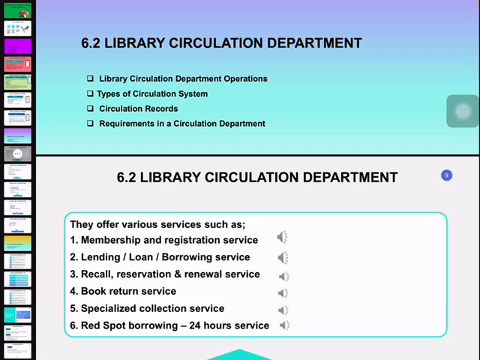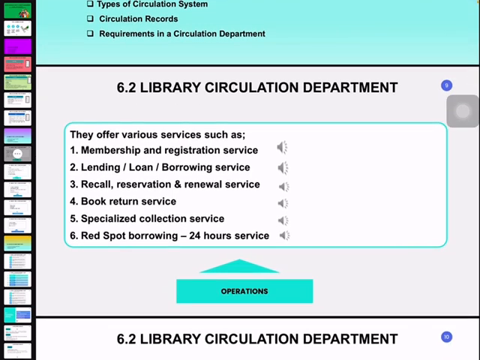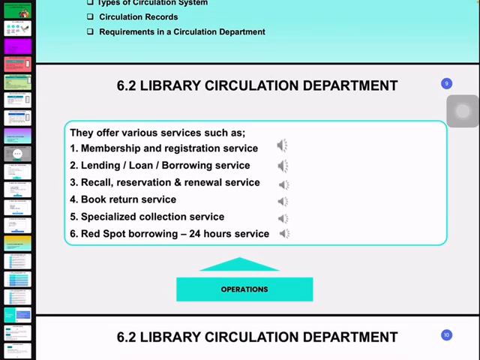Okay, now we move to the library circulation department operations, types of circulation system, circulation records, as well as requirements in the circulation department. In the library circulation department, the operations include membership and registration service. You tahu kan kalau saya kat library, kat perpustakaan, even though in our library, we also have members. So in PSB, all of the students, staff, academic and non-academic staff are the members of the library. Jadinya yang bertanggungjawab untuk registerkan member ni adalah circulation department.